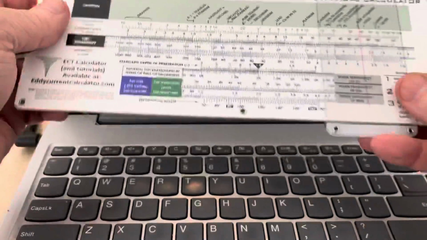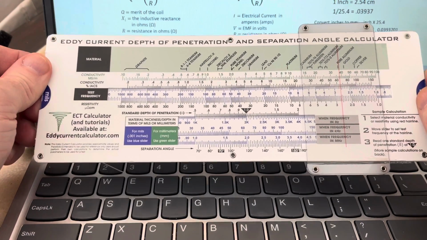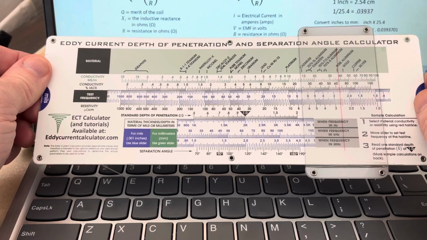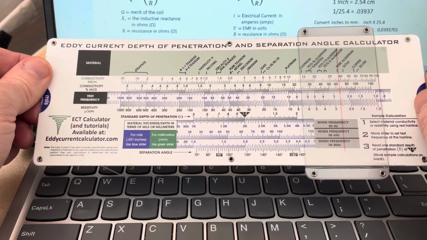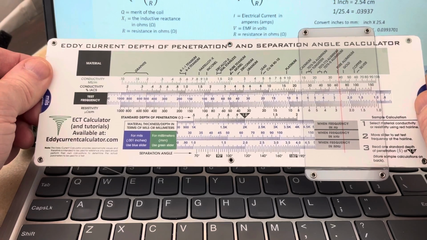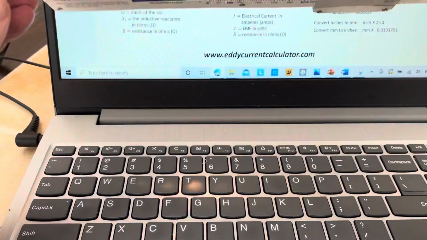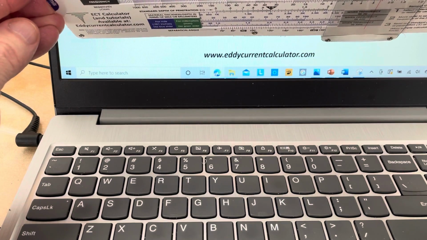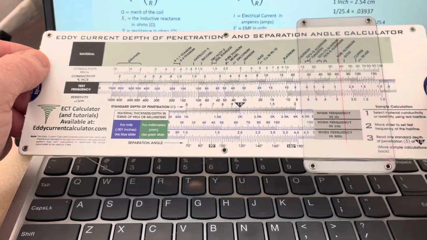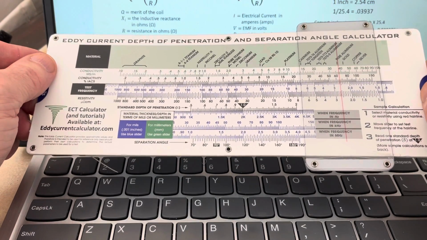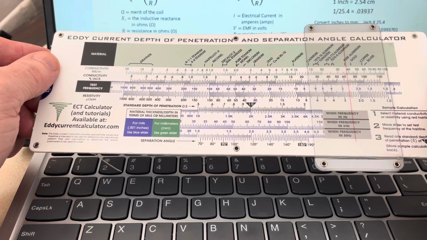So you can see this is a quick and easy tool to determine prime frequency for tubing or for plate. You can also determine F90 frequencies, optimum frequencies for conductivity testing, thickness testing, standard depth of penetration, and other things. If you go to that website on the screen there, eddycurrentcalculator.com, there are instructions on how to use this, and there's plenty of tutorials on there, as well as the formulas that the slide rule is based on.